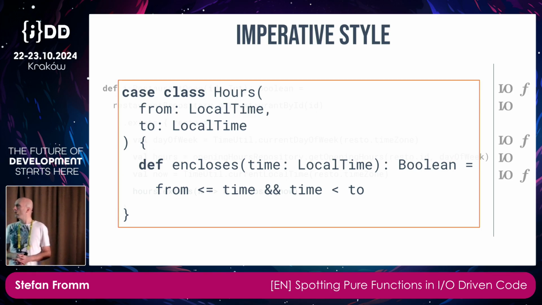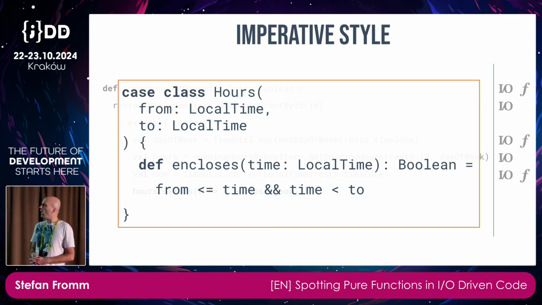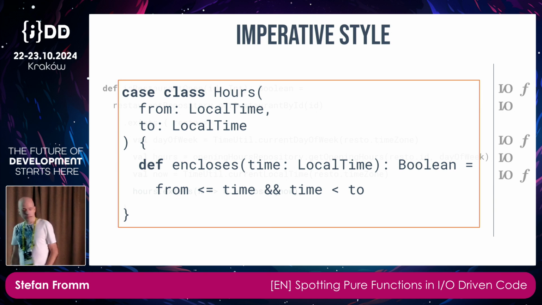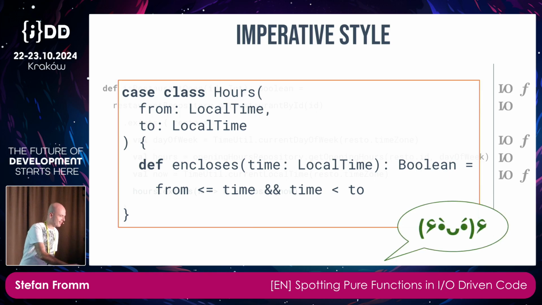And here's a small detail I need to mention. I declared this class as a case class. This is in Scala the keyword for making it immutable. So it's the counterpart of a Java record or of a Kotlin data class. And having an instance of Hours and calling encloses repeatedly, giving the same local time, it will always return the same result. So we found a pure function in our code. Yeah, so that's nice.